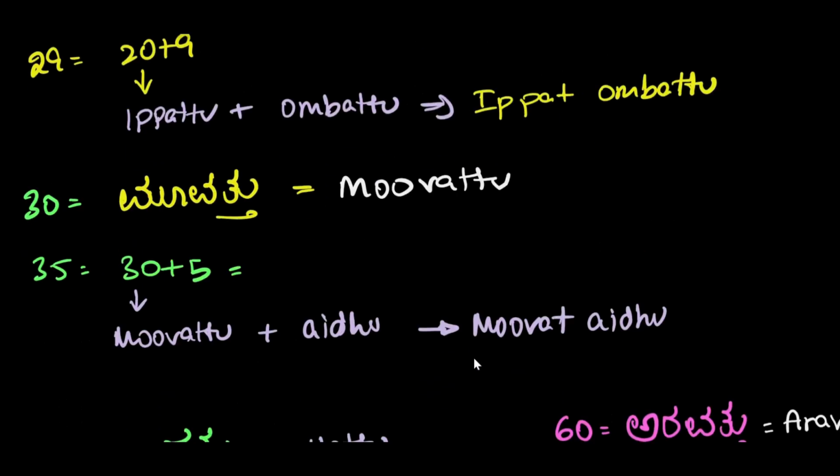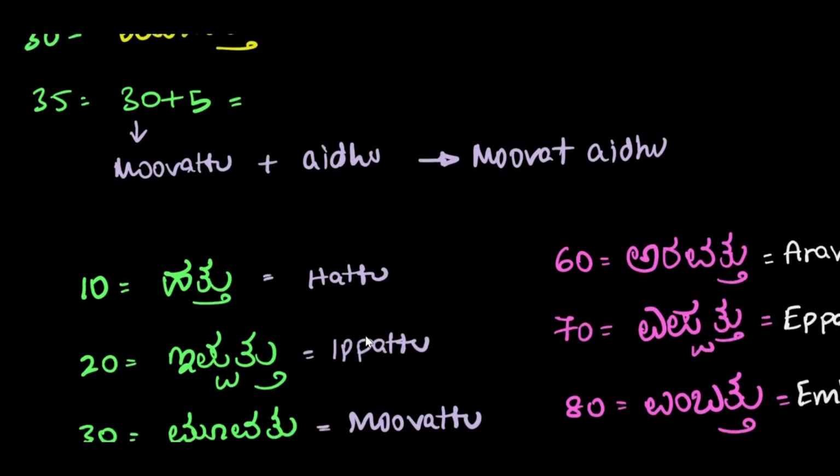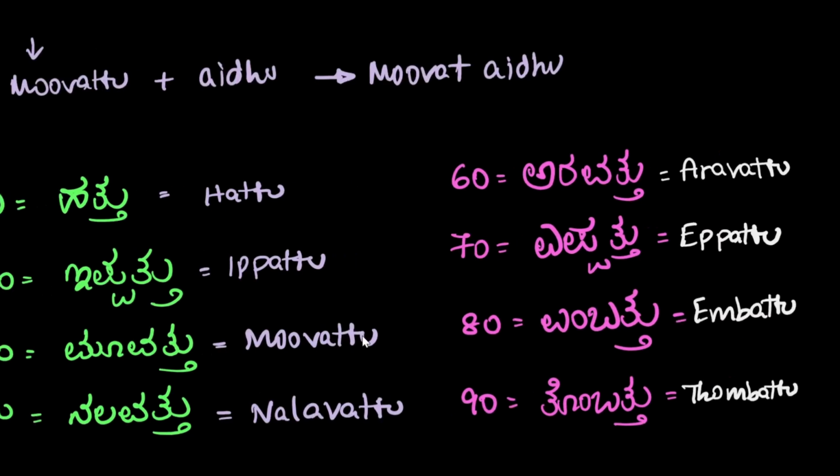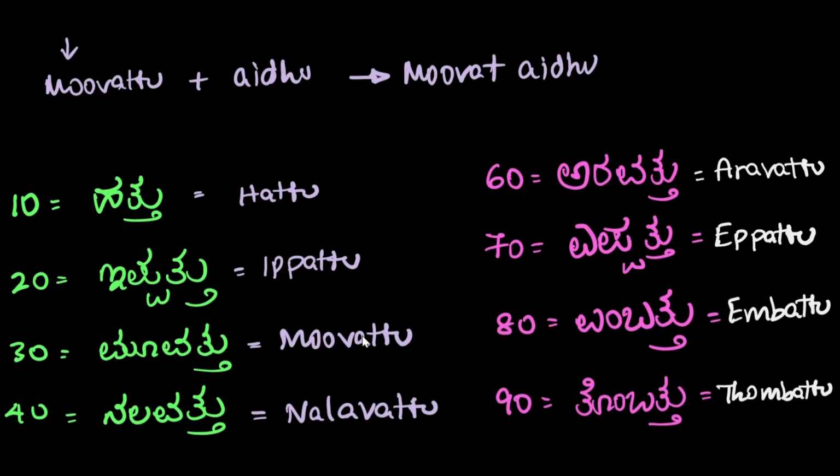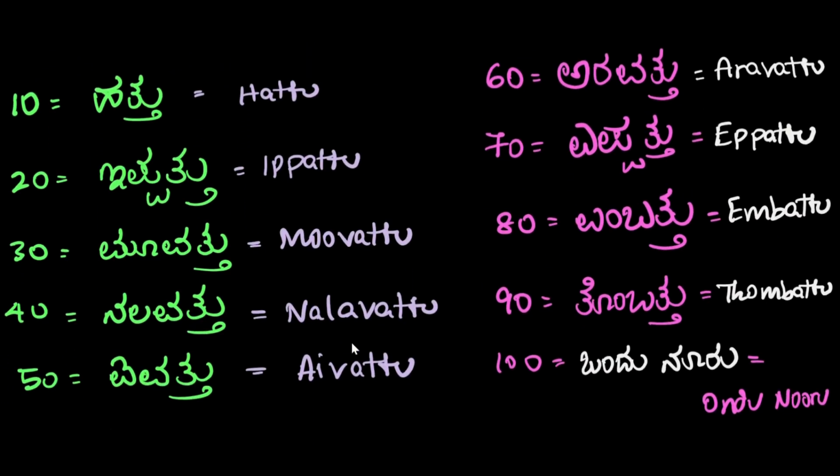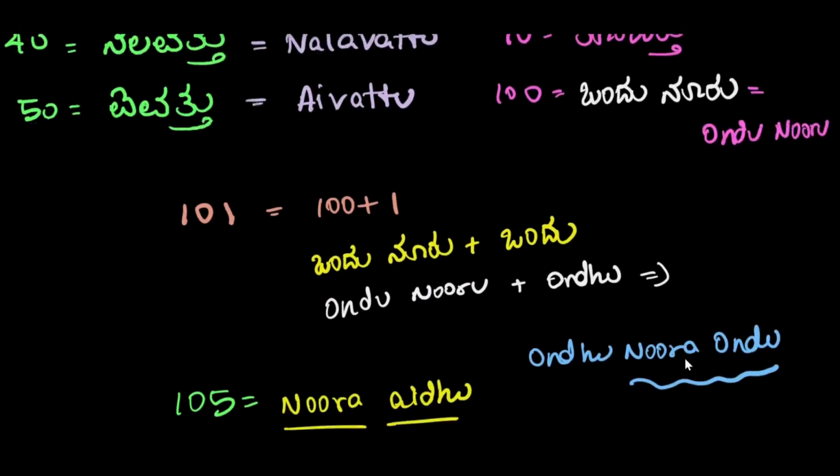So for all the numbers. And what about 30? After that, 31 to 39 is the same thing as we did: 30 plus 5 is 35. Let us count the tens. Hattu is 10, Ippattu is 20, then 30, 40, 50, 60, 70, 80, 90, and 100.